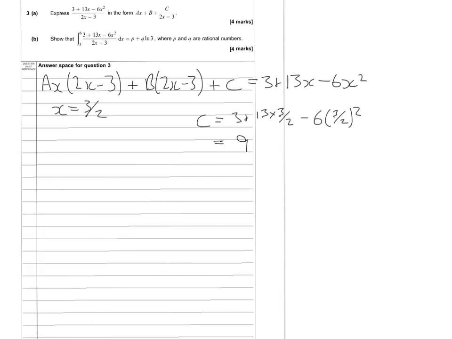Now we'll go with x equals 0, so that means b times negative 3 plus 9 is equal to 3, so b is equal to 2. Okay, and now we'll try x equals 1.